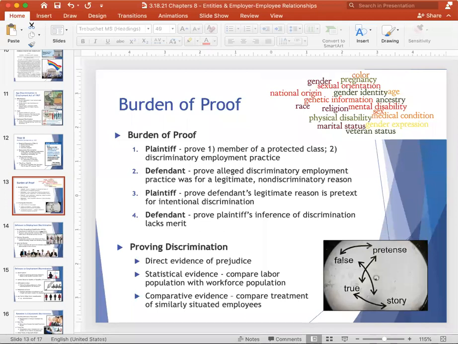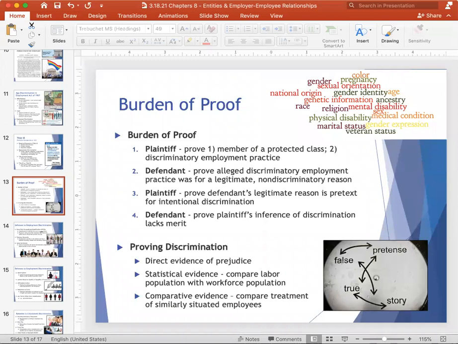If you are an employee, so once again, you do need to prove that you are a member of a protected class, you were performing your job satisfactorily, and you were discharged or adversely affected in your work conditions, and your work was assigned to someone else. So that is what you need to prove. You're a member of a protected class, and you need to demonstrate the discriminatory employment practice.